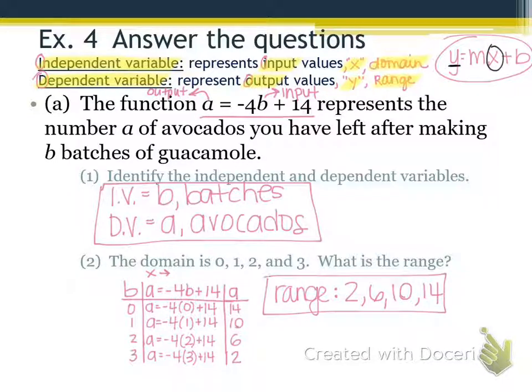So what have we just discovered? If we make no batches of guacamole, we have 14 avocados. If we make 1 batch, we have 10 left over. If we make 2 batches, we have 6 left over. And if we make 3 batches of guacamole, we have 2 avocados left over. And that is lesson 3.1.